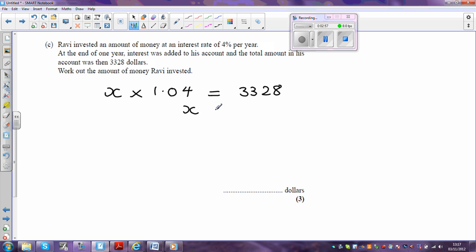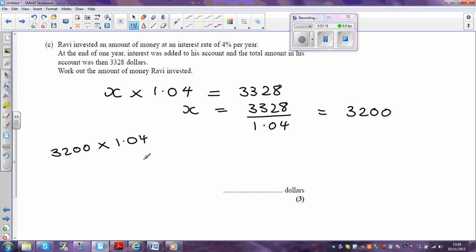X then, which is the amount that he invests, is going to have to be 3,328 divided by 1.04, and that comes out as $3,200. Again, you could check that that's right. If you now do 3,200 and you increase that by 4%, in other words, you multiply it by 1.04, you do actually get 3,328. So the amount of money that he invested was $3,200.